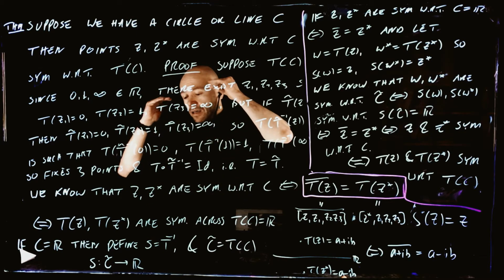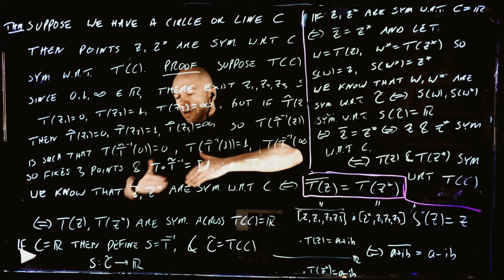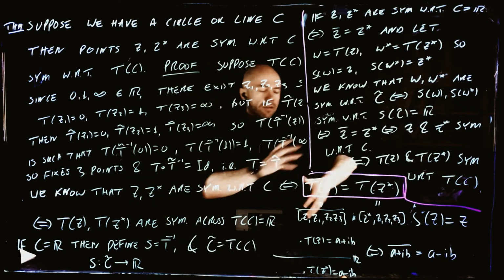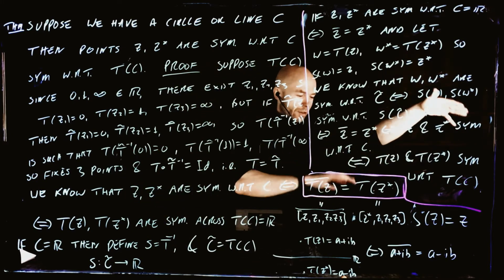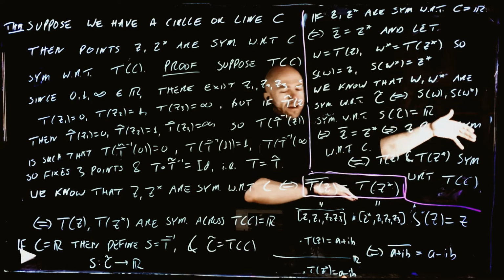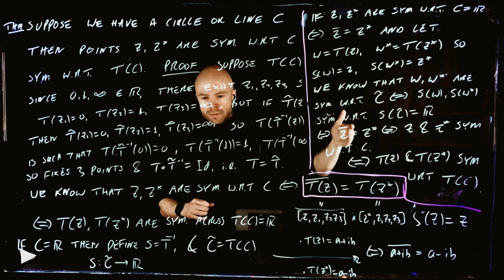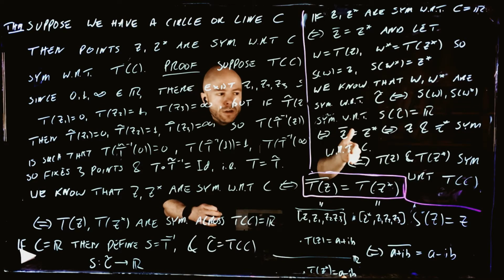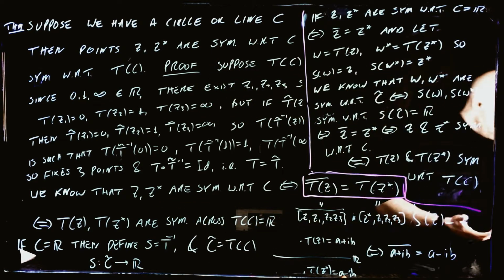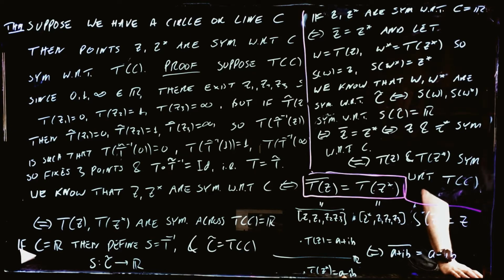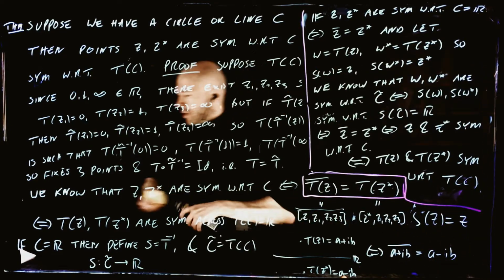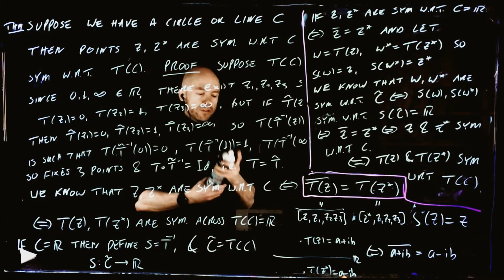Cool. All right, so if either our starting line or circle is the real line, or the image of our circle or line is the real line, then this thing is true. Yeah? Either of those things is the case, then this thing is true. So what we have to do now is the fully general case where neither initial C nor the image of C is the real line.